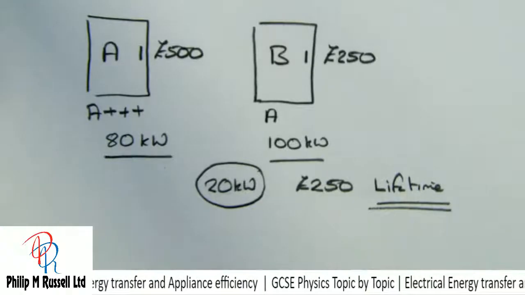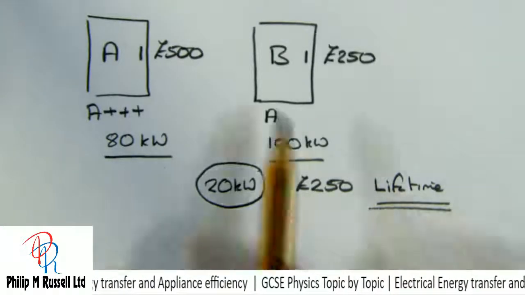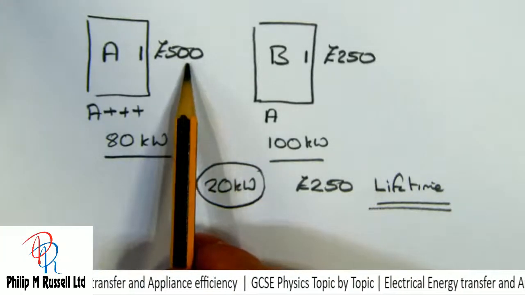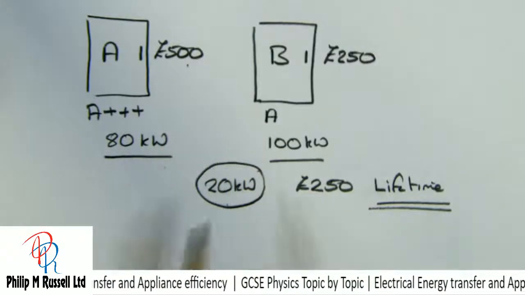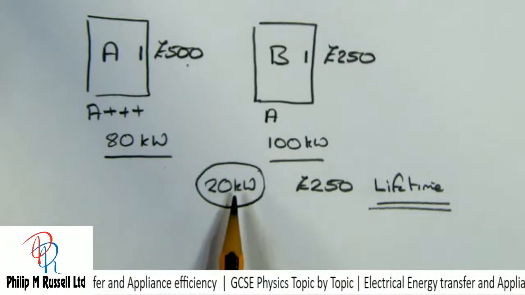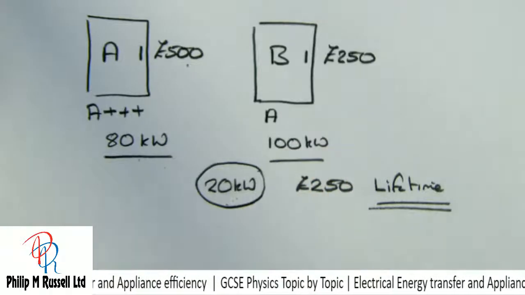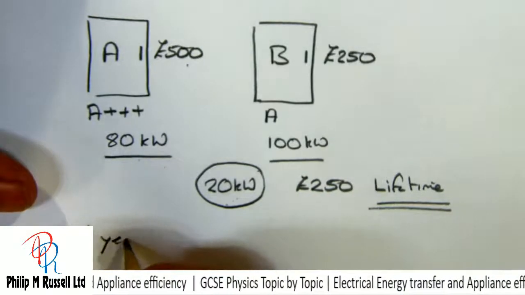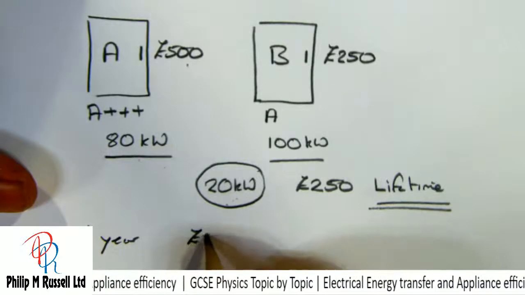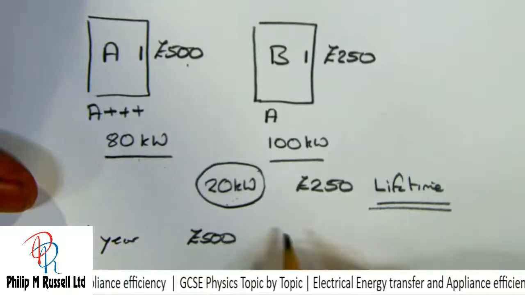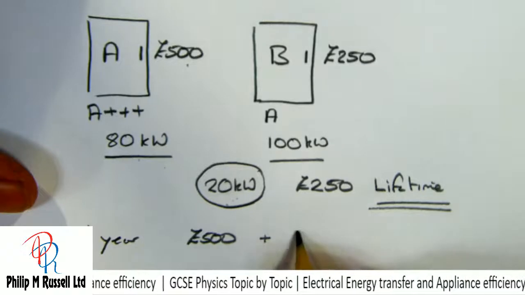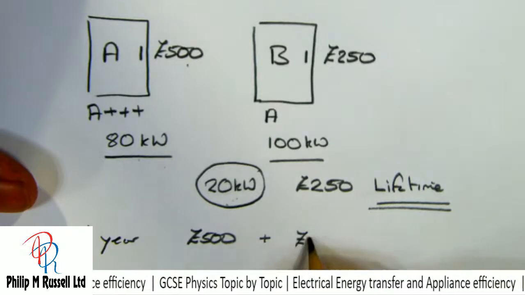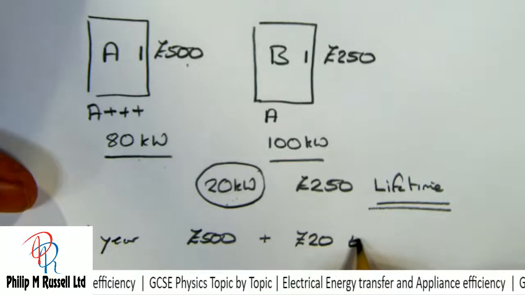If this product was only going to last me a year, then I'd have spent more money on buying it, but it would be cheaper to run, but only very fractionally cheaper to run. So in 1 year here, I would spend £500 on the fridge, plus, let's suppose, it's going to cost £20 in electricity.